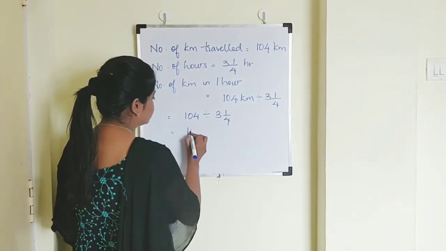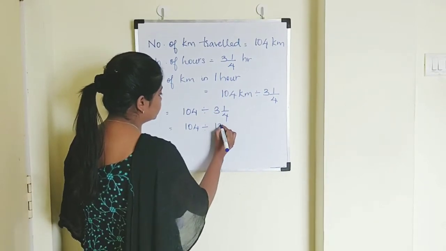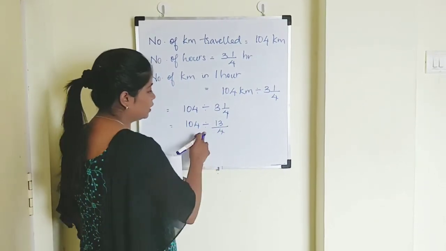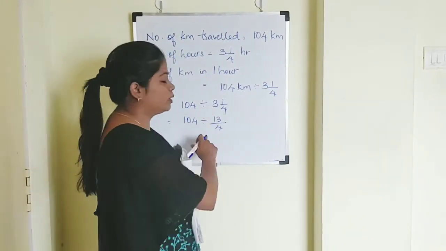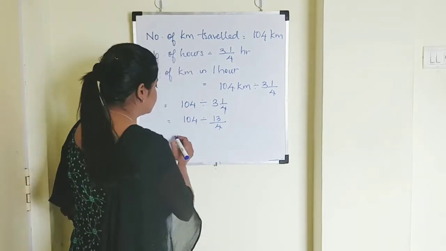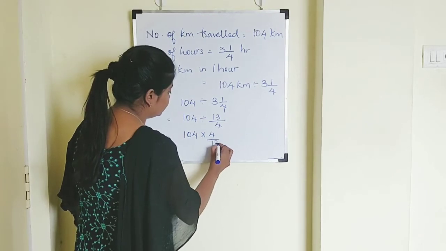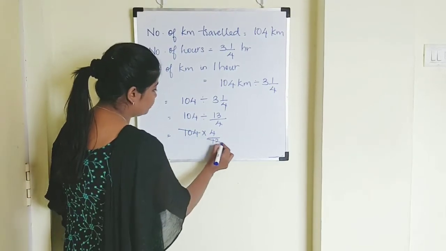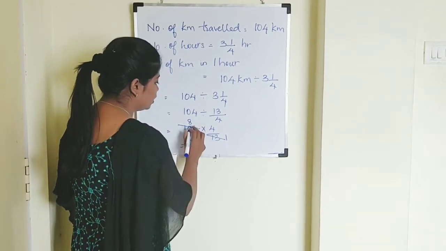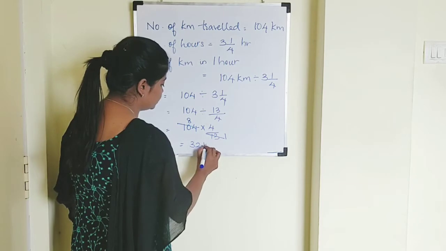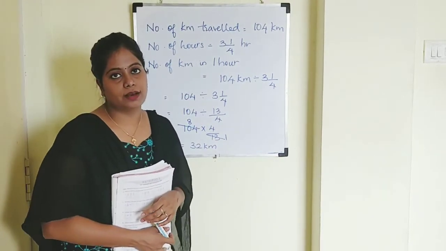So what I'm going to do, I'm going to write this 104 divided by 3 4s are 12, 12 plus 1, 13, 13/4. Now I know if to perform division I have to do multiplication, and if I want to do multiplication I need to do the reciprocal. So it becomes 104 multiplied by 4 by 13. You can do cross multiplication. If you cross multiply this, 13 ones are 13, 13 8s are 104, 8 4s are 32. So your answer is 32 kilometers. So the bus travels 32 kilometers in 1 hour.